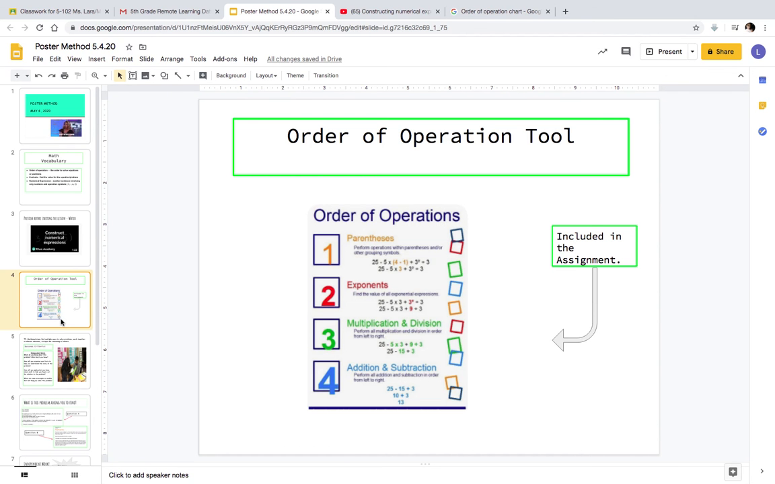You may also find a tool attached to your assignment, which is the order of operations, and this is for you to use if you need to remind yourself what the order of operation is, what goes first. Does addition go before multiplication, or do I do multiplication before I do parentheses? So here are the steps that you want to make sure that you remember as you're working on your problems for today.